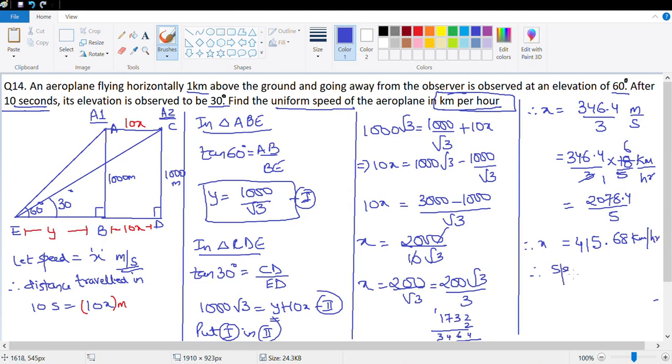Therefore, speed of aeroplane is 415.68 kilometer per hour. Very interesting question, a different kind of a diagram.